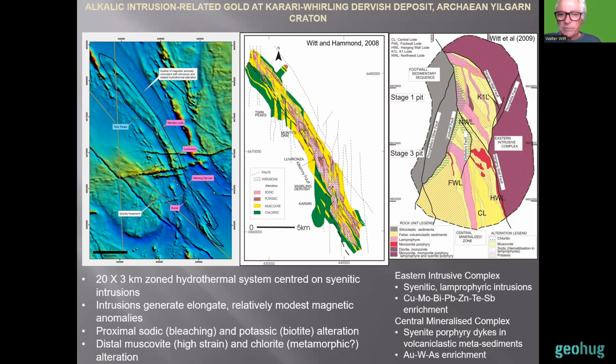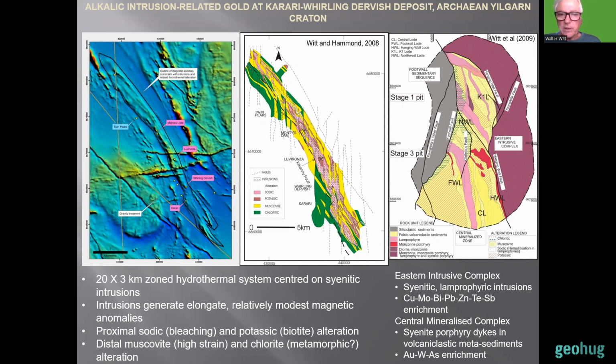In the central panel, this is a map of hydrothermal alteration in the Karasue Dam camp. It's a zoned 20 by 3 kilometre hydrothermally zoned basin with the core of the zoned alteration formed by the alkalic intrusions and their associated potassic and sodic alteration facies.